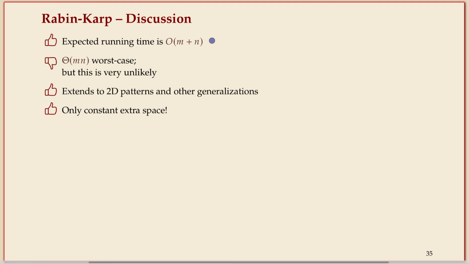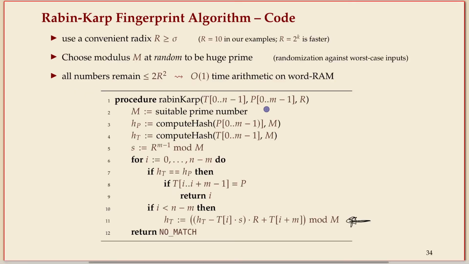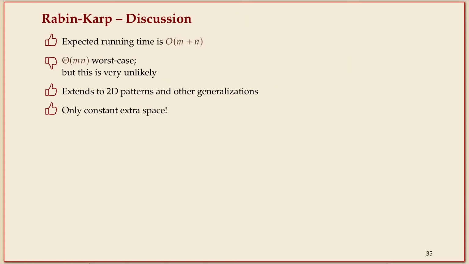If you analyze this a bit more carefully, then the expected running time is good. It's n plus m, like Knuth-Morris-Pratt. It's expected here because there's some part missing. How do you choose a suitable prime number? And the expectation here is essentially over random patterns or random texts. So you have to make some assumption here. Otherwise, the worst case is still m times n. You could have just many false positives from the hash.